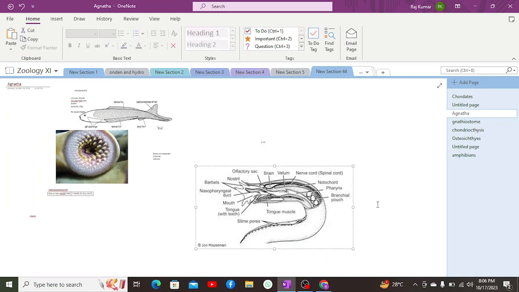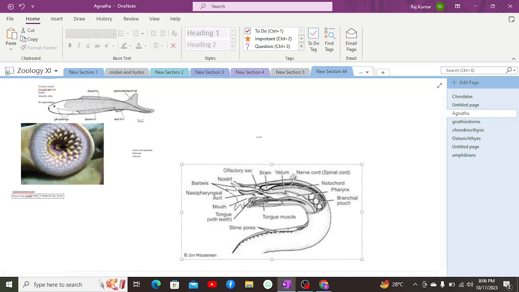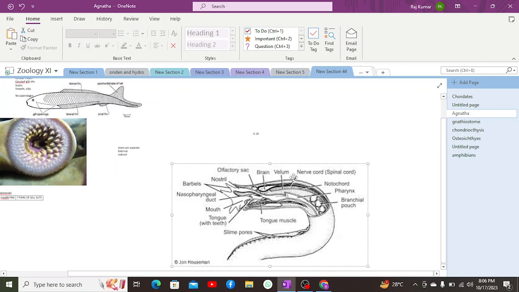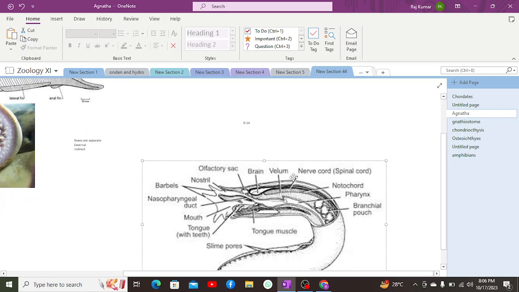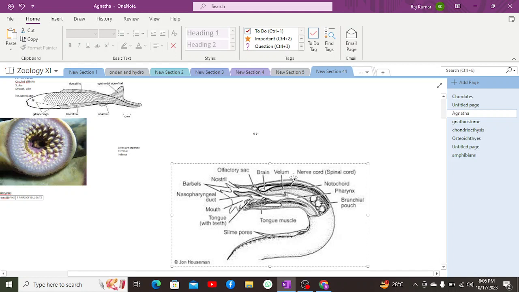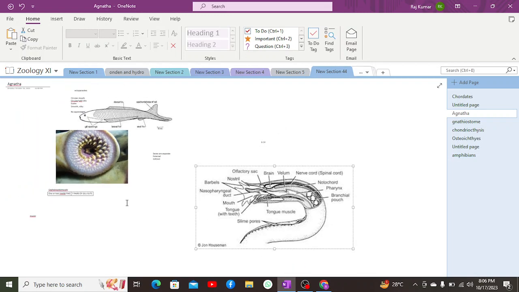When it comes to some other structures, you can see in the diagram that there is the brain, nerve cord, velum, and olfactory sac, which is not associated with the mouth buccal cavity. Apart from that, the tongue with teeth is present, slime pores are present, and the nasopharyngeal duct is the main structure present.